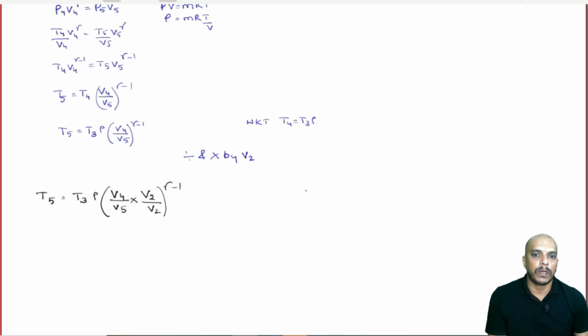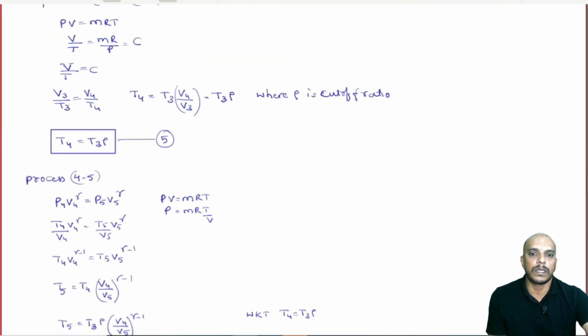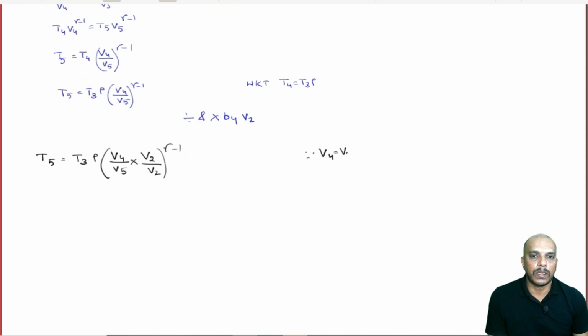Because V4 is equal to V3 and V2 is equal to V3, we can write V4 by V3 as rho. Now you see here, V4 by V2 is rho. Now we have T3, rho is outside, and this V4 by V3 is rho.